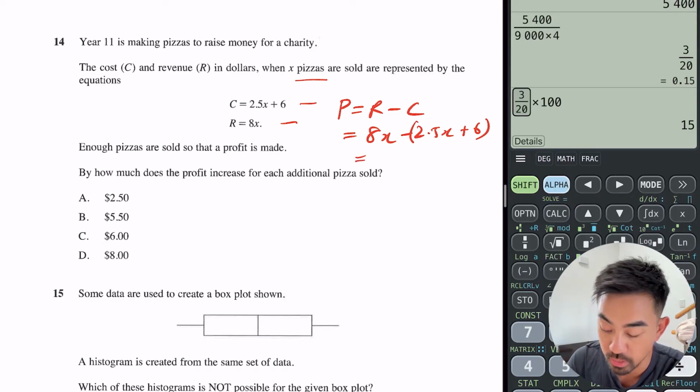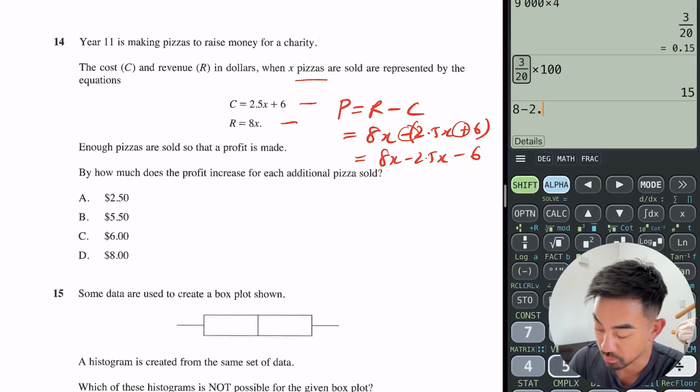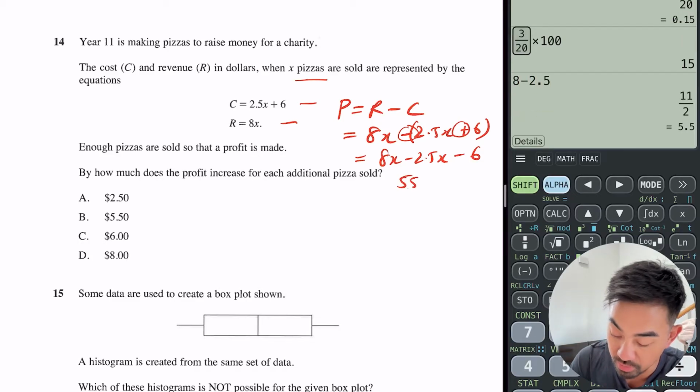Now, if you're all right with algebra, let's expand this out. It'll be 8x minus 2.5x. This will make that a negative. So what's 8 minus 2.5? So 8 minus 2.5 is 5.5x minus 6 is my profit equation.